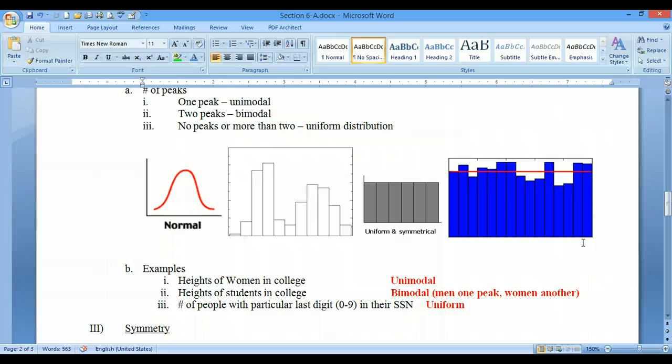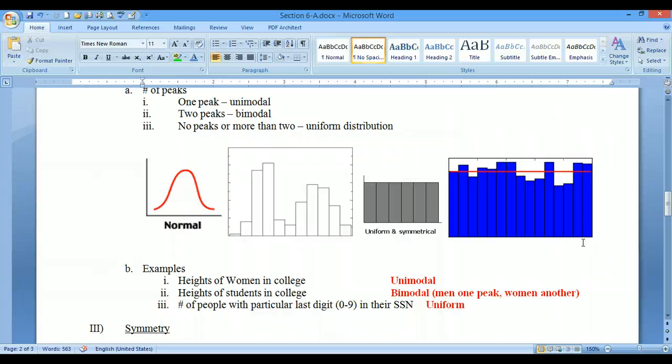So close your eyes and think about women in college. We will have most of them about the average height. Now you will always have those who are higher and lower, or taller and shorter, but I don't see two peaks, so I would say unimodal.